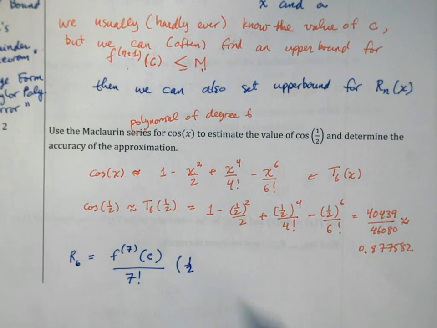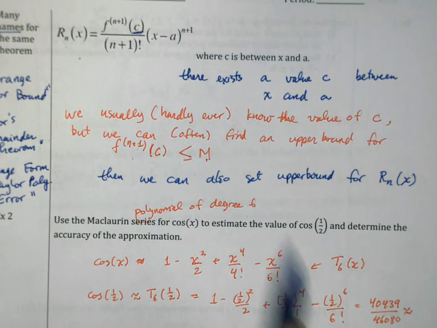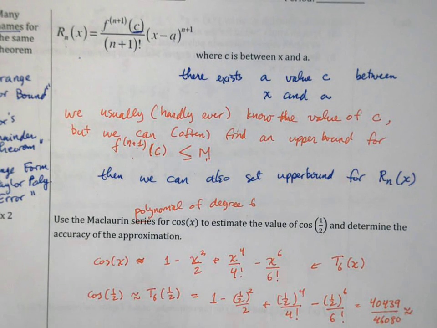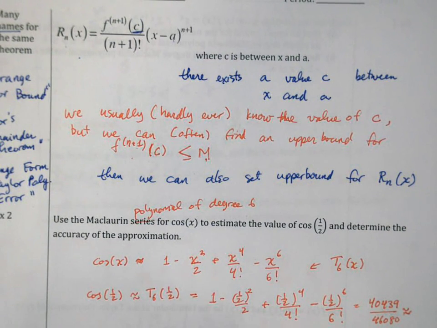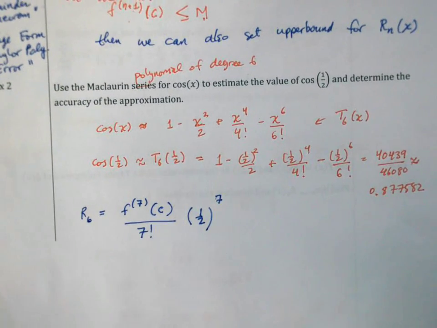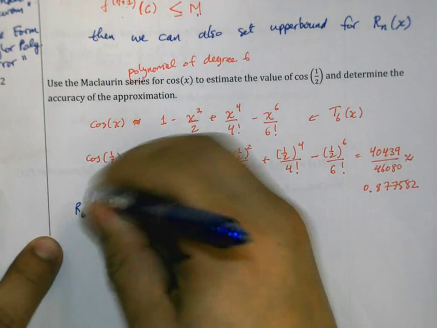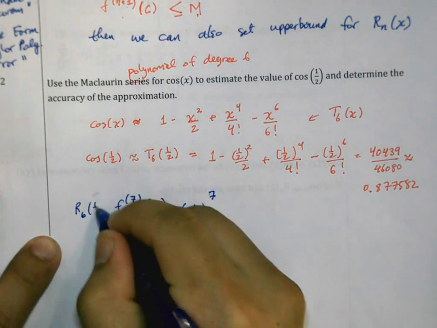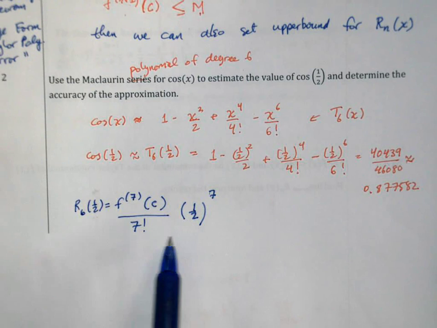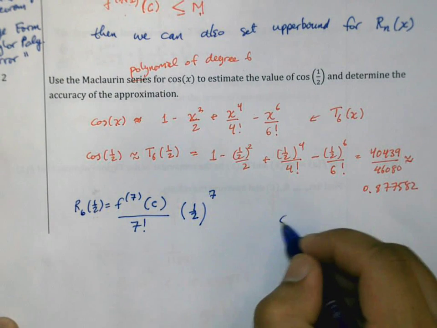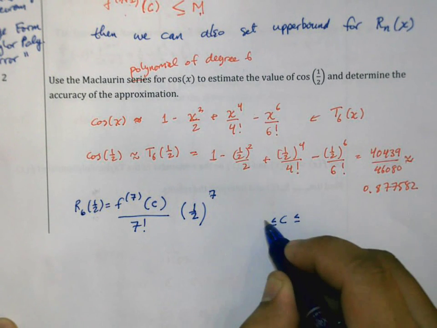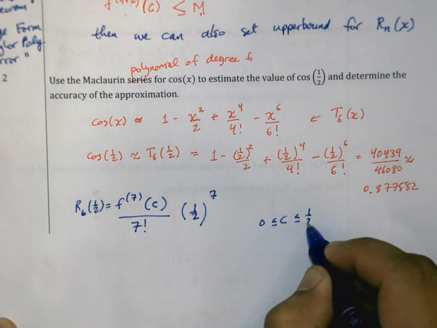So x is 1/2, because that's what we're estimating. A is 0, because this is a Maclaurin series, so the center is at 0, to the n plus 1, to the 7th. Okay, so the Lagrange error bound tells us that the remainder of 1/2, I should say, of this particular Maclaurin series is equal to this for some point c, where c is some number between x and a. So between a, in this case 0, and x, which was 1/2.